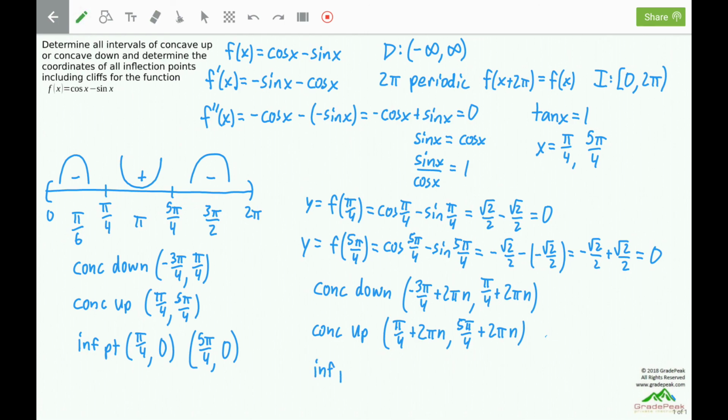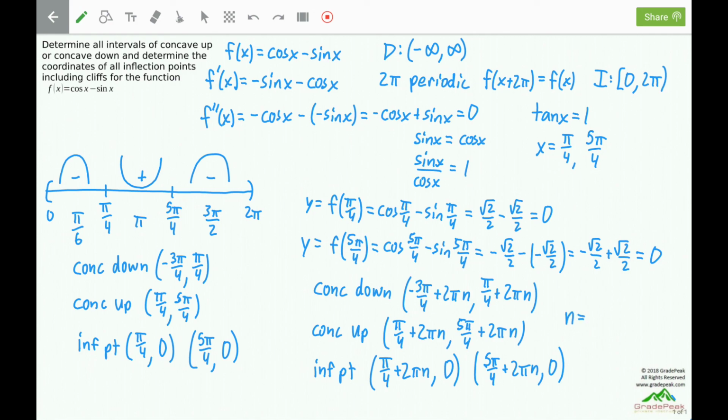And there are inflection points, the first set are at pi over 4 plus 2 pi n. The y-coordinate does not have a 2 pi n added to it. It will remain at a 0 since it came from pure trig functions. And again at 5 pi over 4 plus 2 pi n and a y-coordinate of 0.